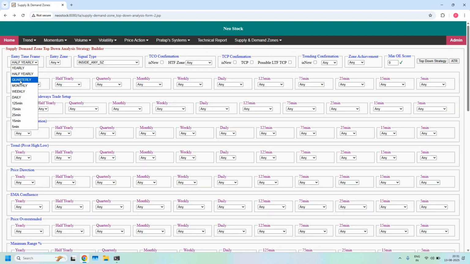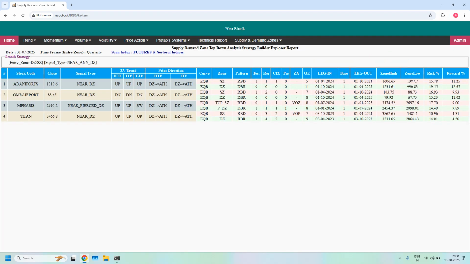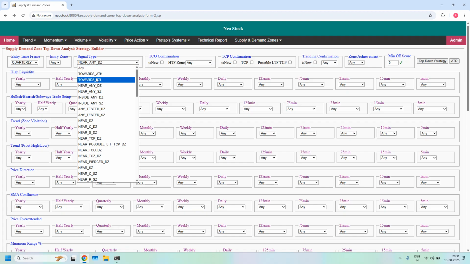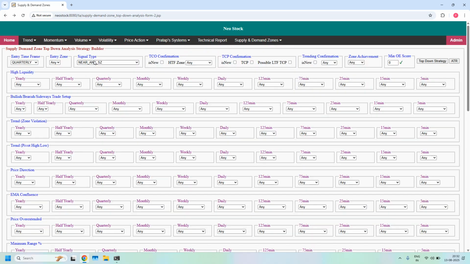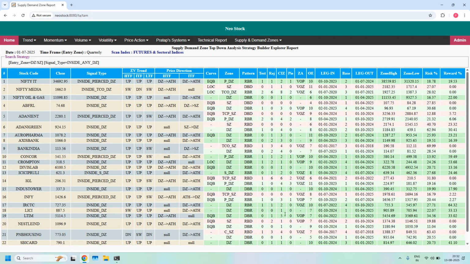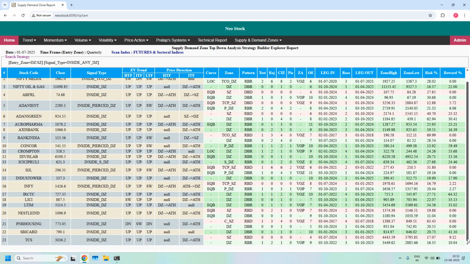Next time frame is quarterly, stocks near to the quarterly demand zone, we got 4 stocks. Next, stocks near to the quarterly supply zone, we got 1 stock. Next, price closed inside the quarterly demand zone. First 22 stocks in the list. Scrolling the list down, total 23 stocks.